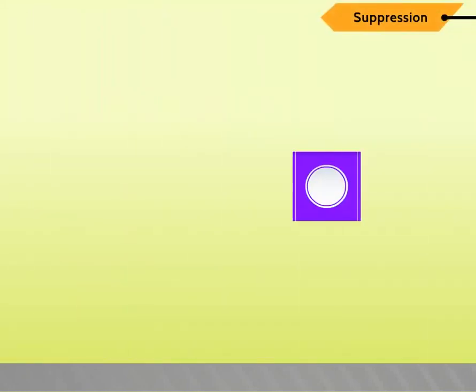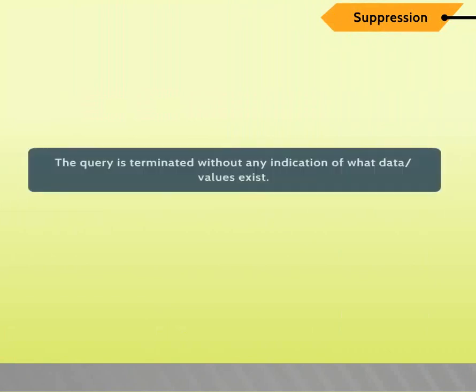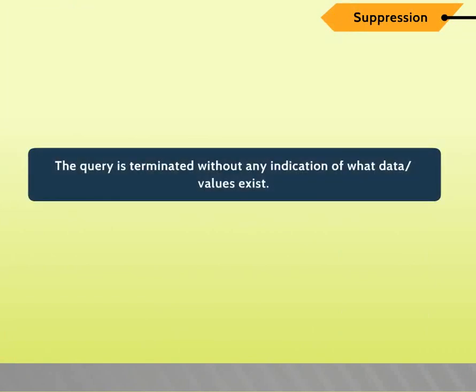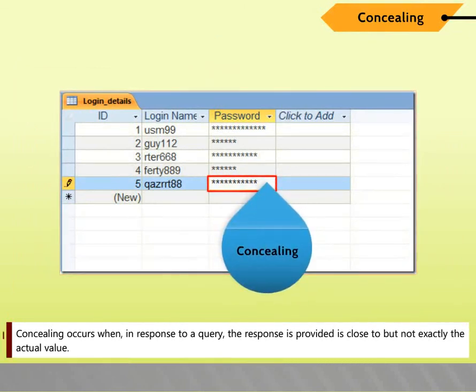Suppression. Suppression occurs when, in a query, sensitive data values are not provided and are rejected without response. The query is terminated without any indication of what data or values exist. Concealing. Concealing occurs when, in response to a query, the response provided is close to but not exactly the actual value.